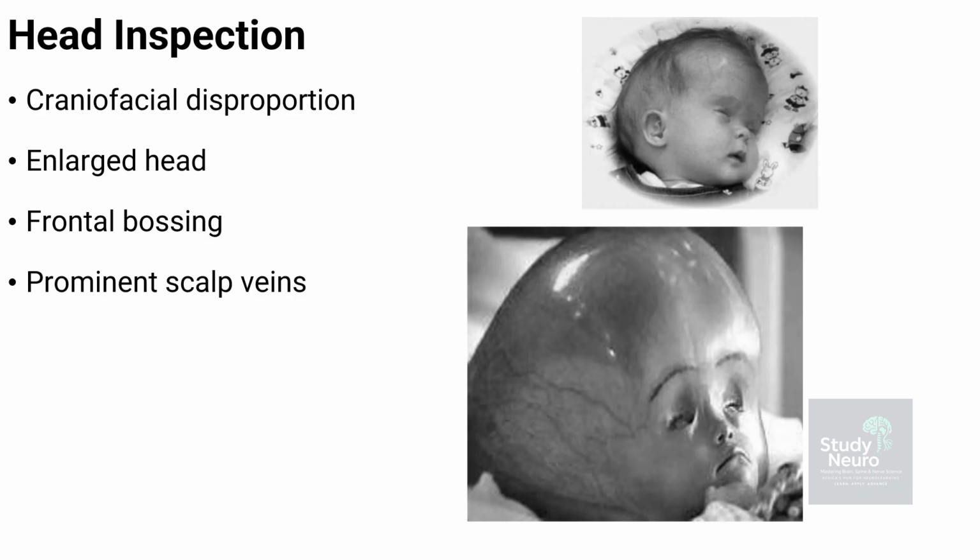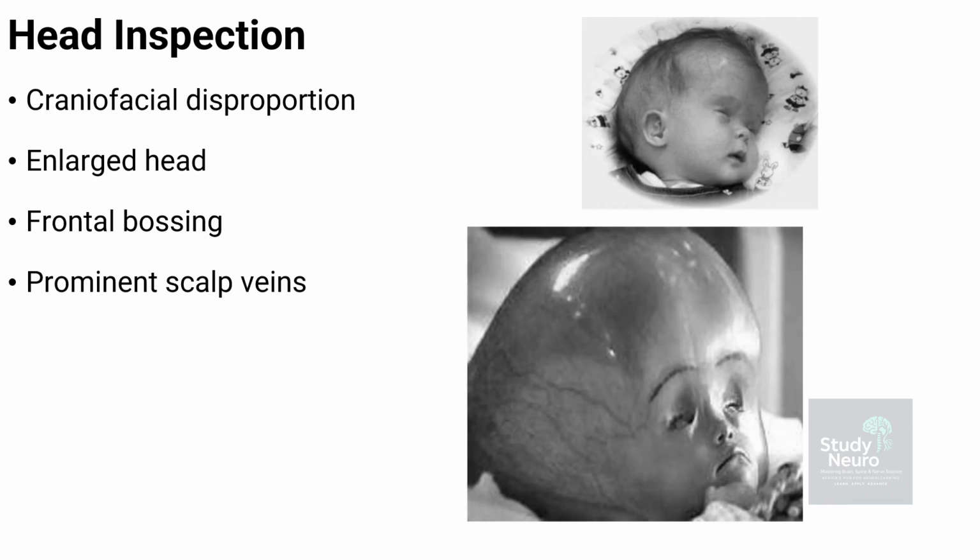Head inspection is a key component of the examination in congenital hydrocephalus. Begin by assessing for craniofacial disproportion, where the head appears enlarged relative to the face. The head is often enlarged, reflecting progressive ventricular dilation and expansion of the cranial vault. Look carefully for frontal bossing, which results from chronic elevation of intracranial pressure and remodeling of the frontal bones.